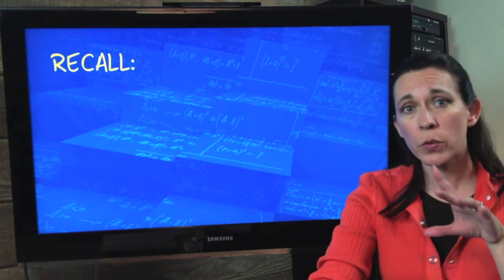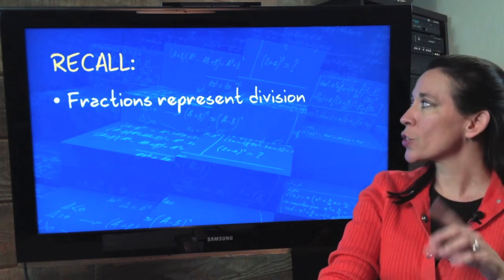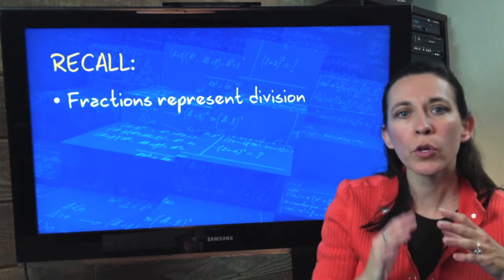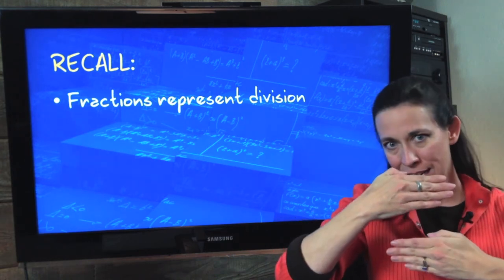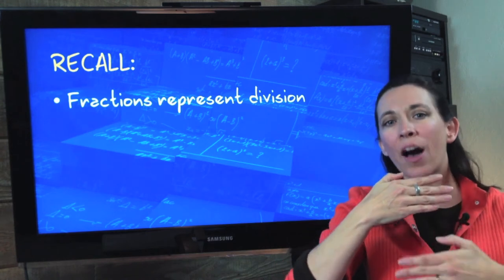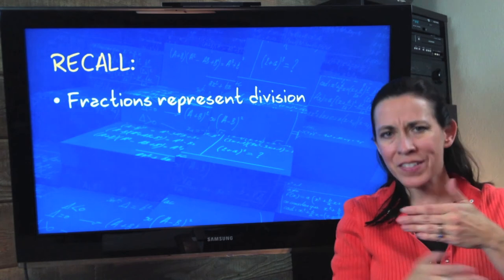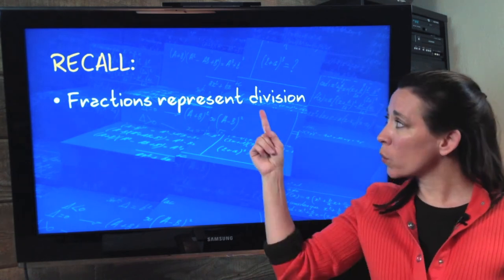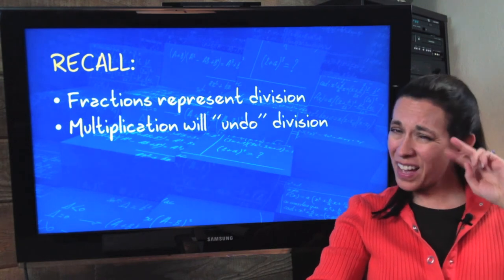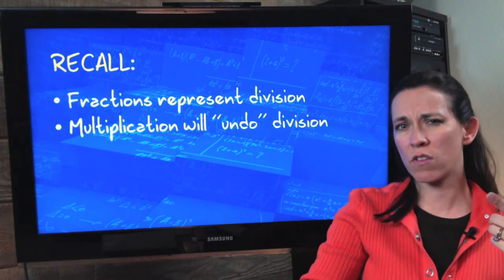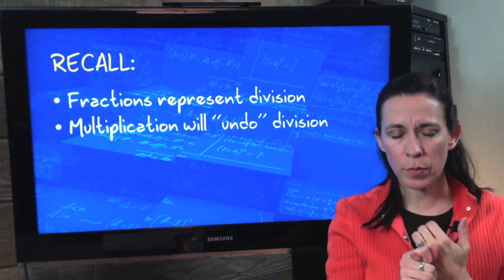So a few things that I want to recall before we do a huge example with the solving. Fractions represent division. Remember, your goal is to get x by itself. So if you've got a fraction, in order to get the x's out of the denominator, you have to undo that fraction somehow. You have to get rid of the denominators. So how do we undo division? Multiplication. So that's going to be your thought process when you're working through these and you get nervous on a test and you go, oh, I'm frozen, what do I do? You go, I need to get x by itself.